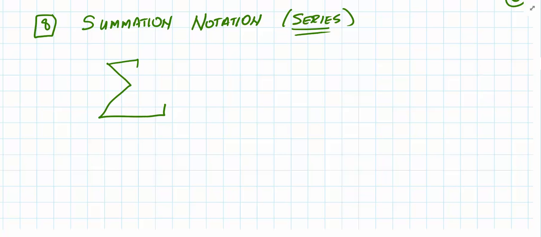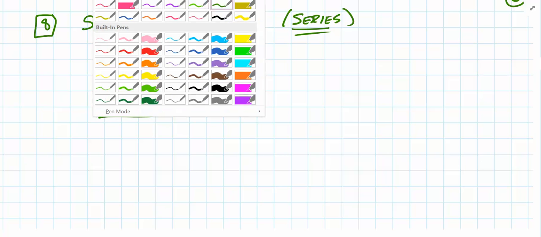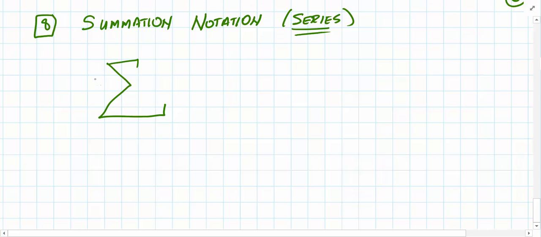So when your brain sees this, this is what I want your brain to think about. When you see this, you're going to add stuff up. Whenever you see this, you're going to think what, you guys? Add stuff up. That's what that means. So you see that, boom, add stuff up.